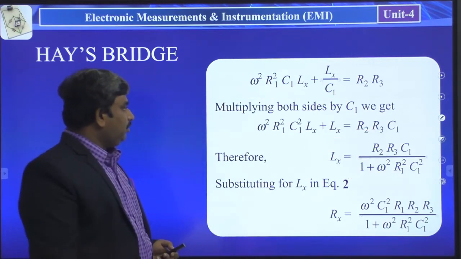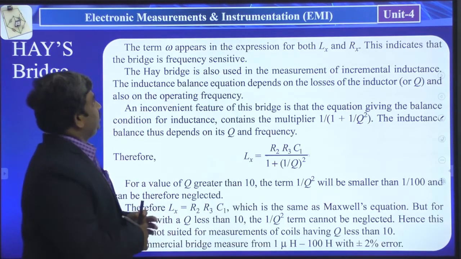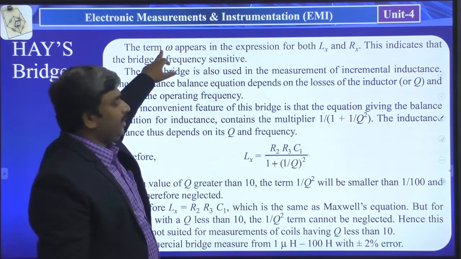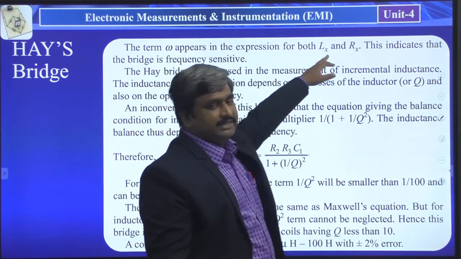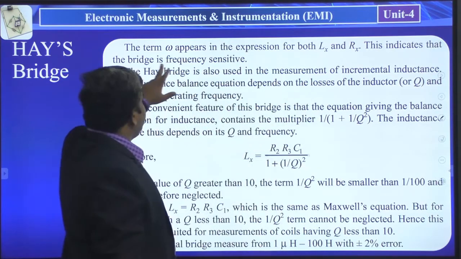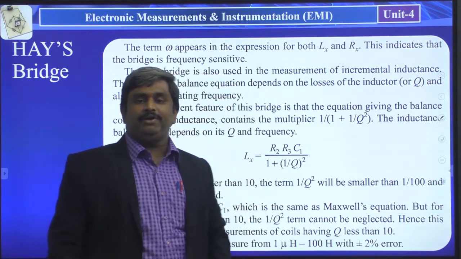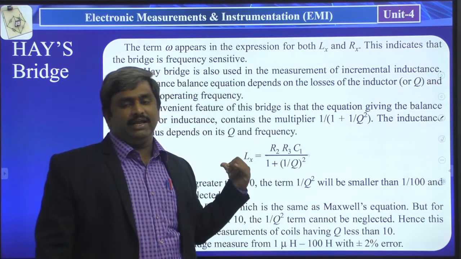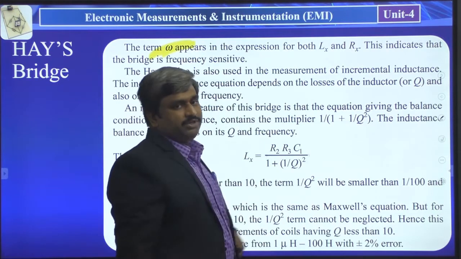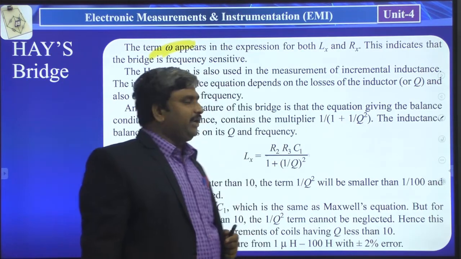Now, these are the two expressions. Whatever terms we got, the omega term appears in the expressions for both Lx and Rx. This indicates that the bridge is frequency sensitive. It is very simple. The previous Maxwell's bridge is completely independent of the frequency, but in the Rx and Lx terms here, both have the omega term. So because of this omega term, the Hay bridge Lx and Rx values are completely dependent on the frequency parameter.